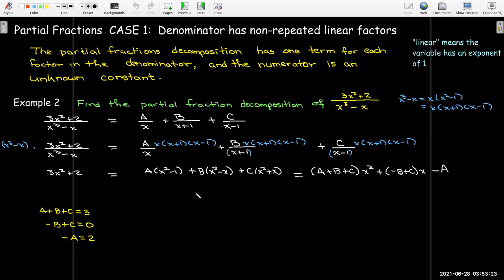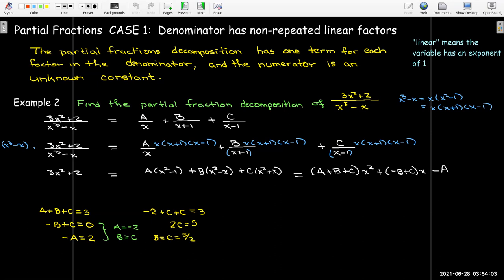Systems of equations can be time-consuming to solve, but not in this case, because I can see that since negative a equals 2, immediately I have a equals -2. Since negative b plus c equals 0, that means b equals c. And so I can put negative 2 in the place of a, and put c in the place of b. Solve that equation for c. So c will be 5/2, and b is the same 5/2.